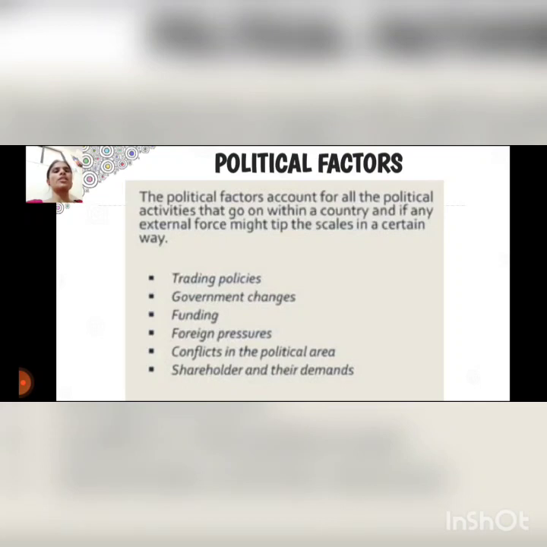Now we discuss the first factor. It is the political factor. The political factor accounts for all the political activities that go on within a country, and whether any external forces might tip the scale in a certain way. The political factor includes trading policy, government changes, funding, foreign pressures and conflict in the political area, and the shareholders and their demands.